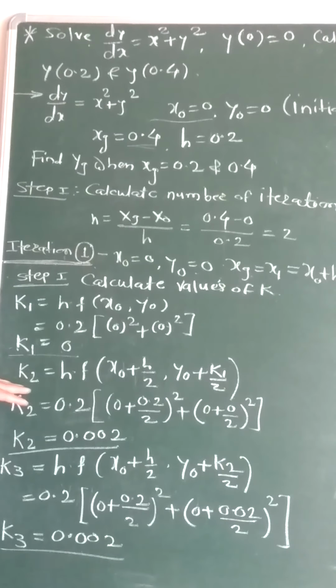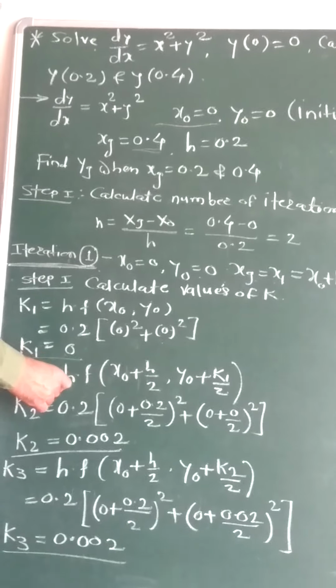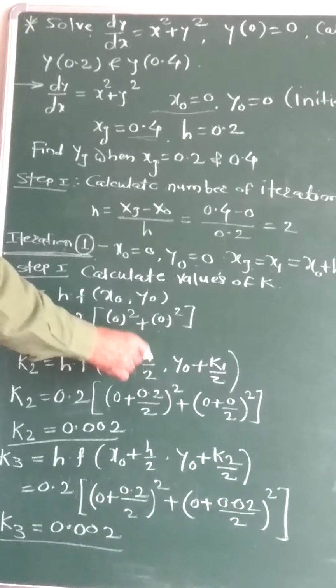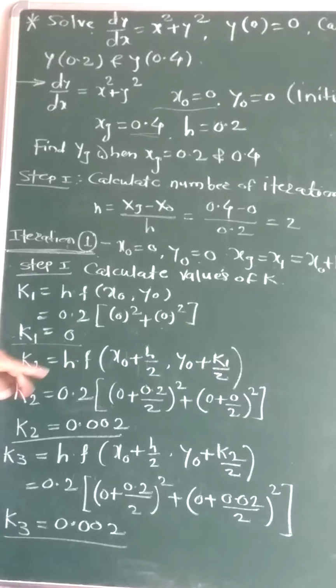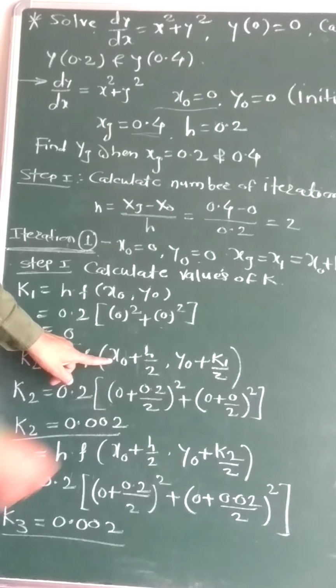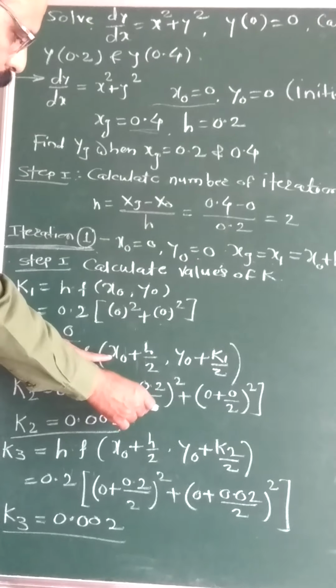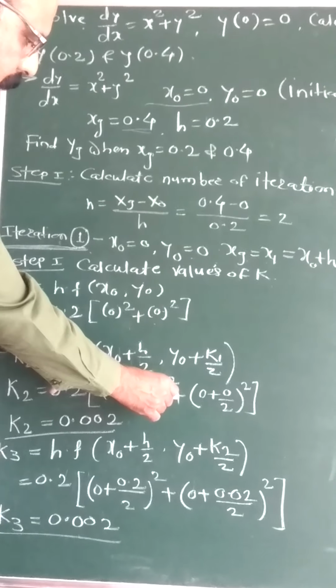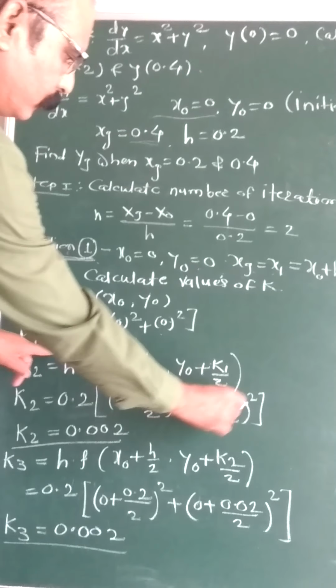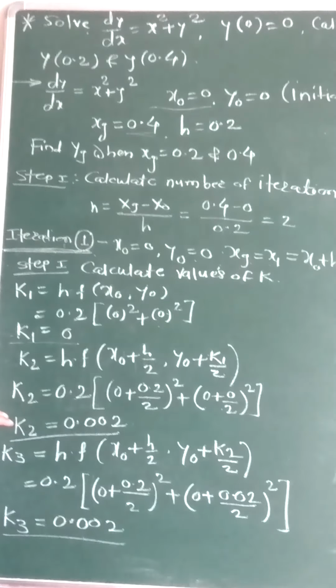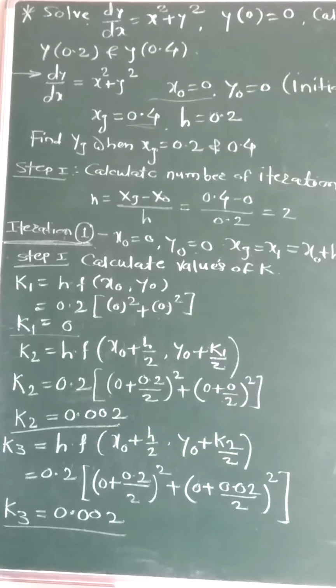Now, the second weight, that is k2. k2 is equal to h into f of x0 plus h by 2, comma y0 plus k1 by 2. Similarly, h is 0.2, x0 again 0, h is 0.2 divided by 2 bracket square plus y0 is 0, k1 is 0 by 2 bracket square. It is equal to 0.002.